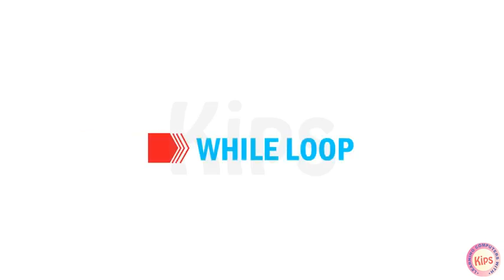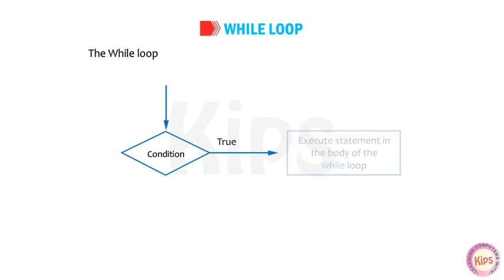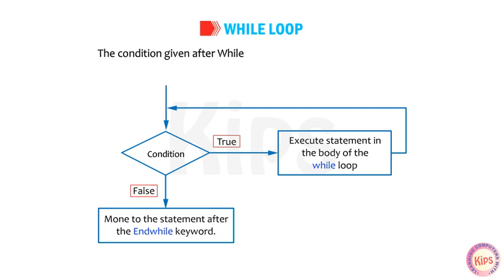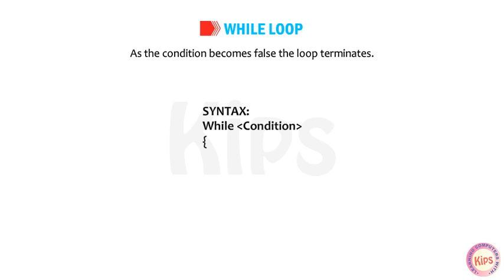Now let's talk about while loop. The while loop is used when the loop count is not known beforehand. It is determined by the result of the specified condition. The condition given after while evaluates to either true or false. The while loop repeats the instructions until a given condition is true. As the condition becomes false, the loop terminates. The syntax is While condition, statements, EndWhile.